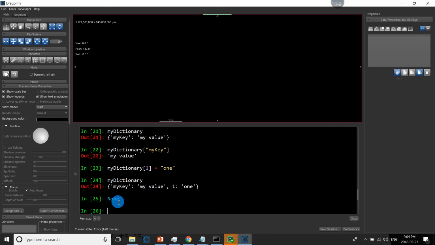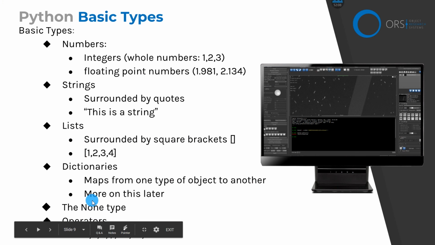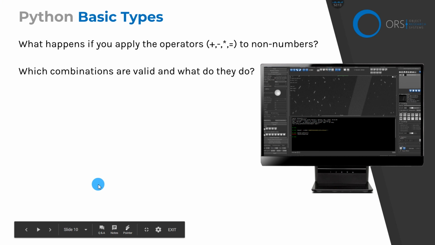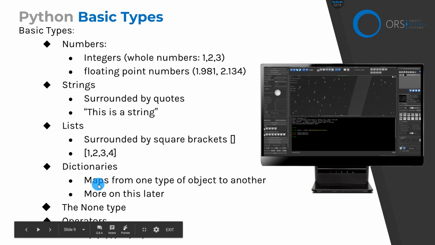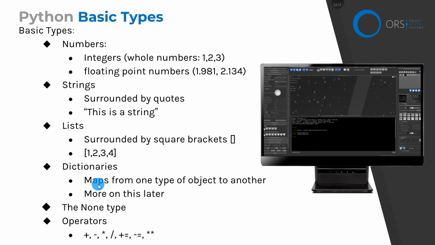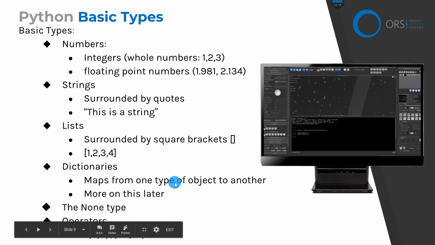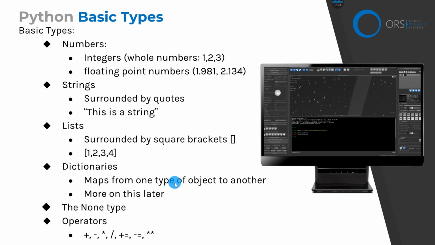The last one, in Python there's a special keyword that's called none. Maybe right now is not a good time to introduce this, but none just means nothing. And sometimes you might need this, but I'll come back to this after. So the last one I want to talk about is the operators.